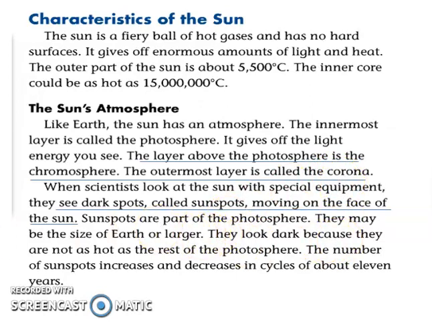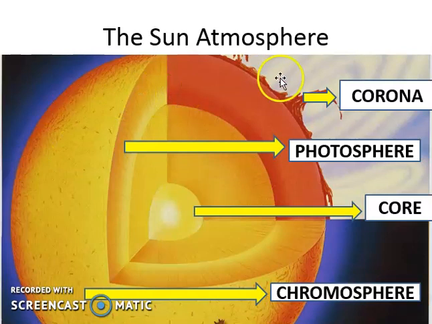I will show you here in the illustration. The sun's atmosphere. So if you're trying to illustrate that one, it looks like this one. The corona, or the crown of the star, is called the corona. We call it corona because the shape is like a crown. The outermost layer is the corona.